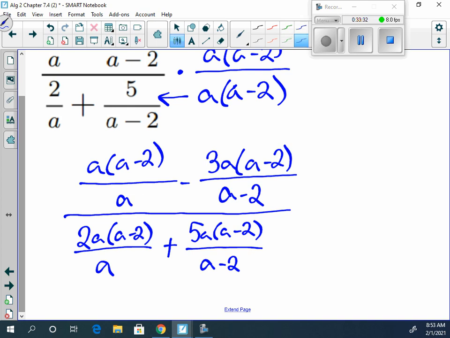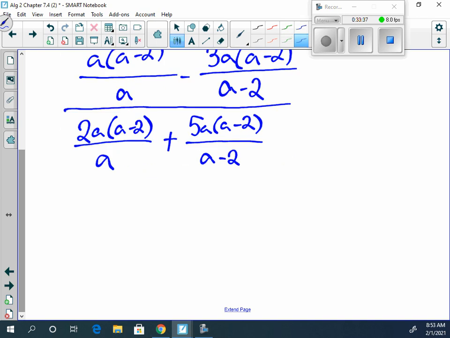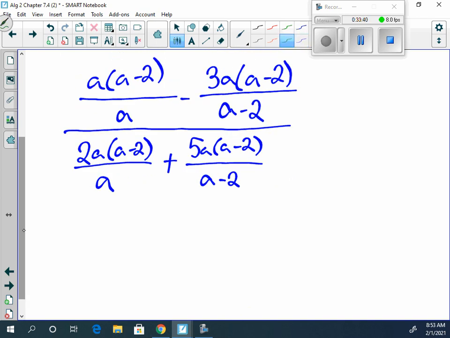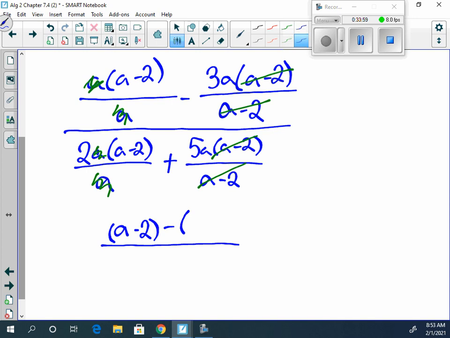Questions on this here so far? Okay. So let's see what simplifies out. Well, the a and a minus 2, a and a minus 2, yes. So what that leaves us with is 1 times a minus 2, minus 3a, all over 2 times a minus 2 plus 5a.